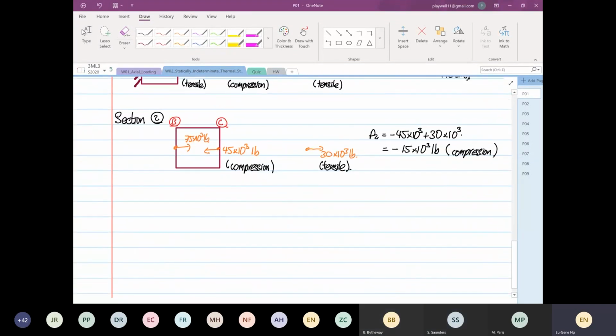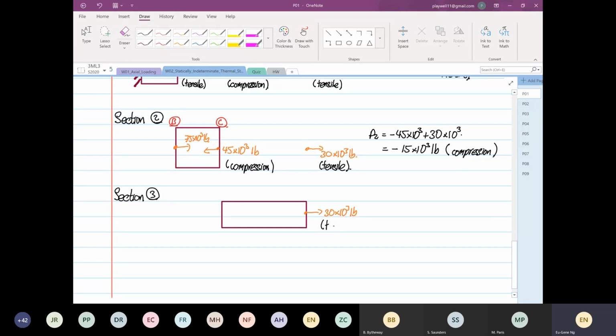So we're going to look at section 3 now. Okay, section 3. Right, so section 3, like what we have spoken earlier. Right, so this is section 3. And then section 3, it could only feel the 30 times 10 to the power 3 pounds. And this is also in tension. Or tensile. Okay, let's standardify. If I call it tensile, make it tensile.